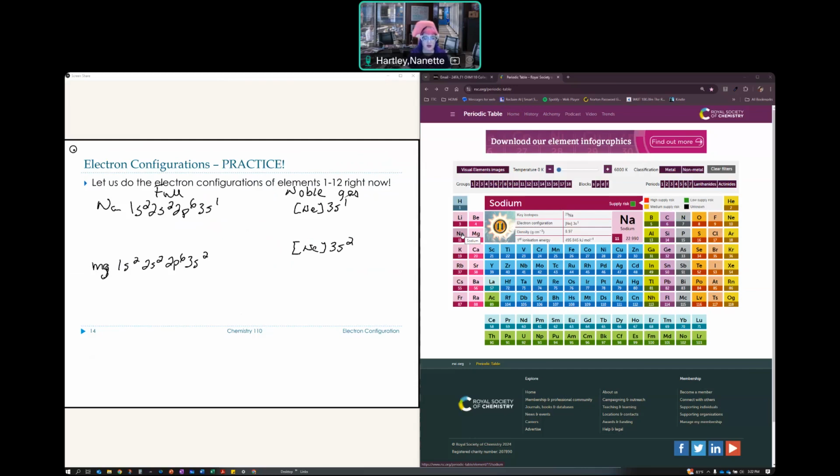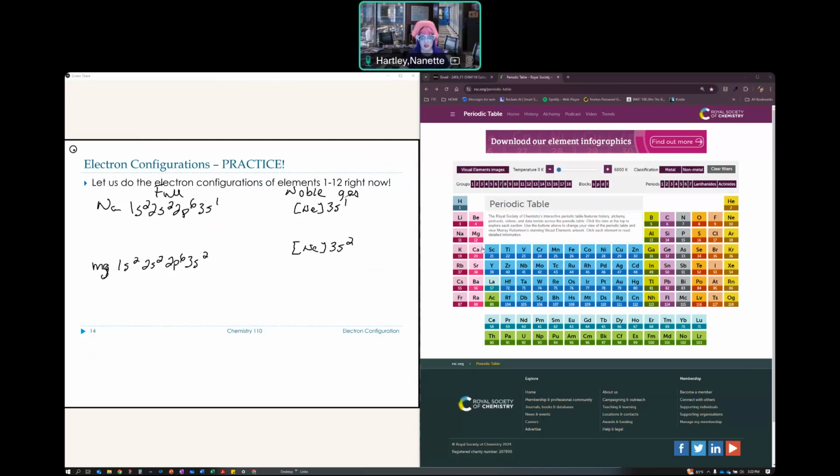Even though I knew I could write this, if they ever asked me for the full one, then I knew exactly what it was. Now, again, is it necessary? Absolutely not. But it becomes habit for me. So 1s2, 2s2, 2p6. And then if I were to do the next one, it'd be 1s2, 2s2, 2p6, 3s2, 3p6.